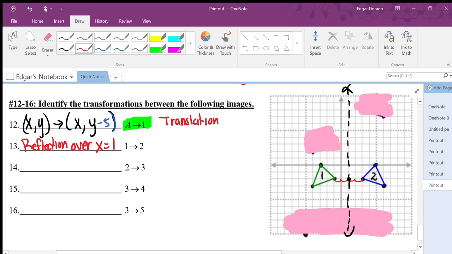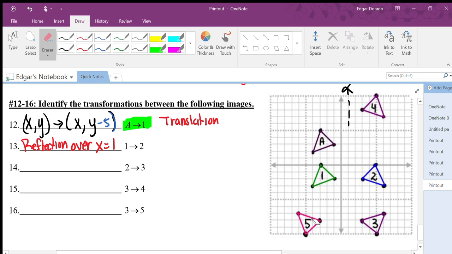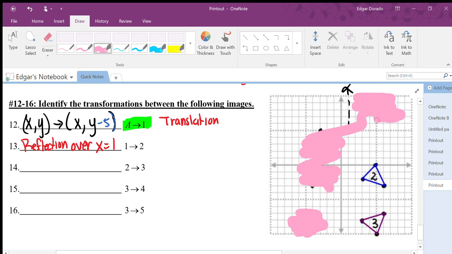All right, let's keep going. 2 to 3 is actually another reflection, and I want you guys to take a shot at this one. So number 14, from 2 to 3. Go ahead and try solving this one on your own. You don't need to look at either of these right now. All right, so go ahead and give number 14 a shot.